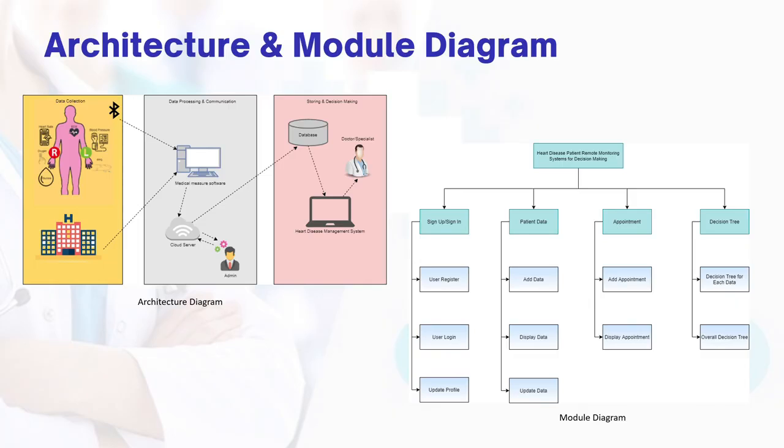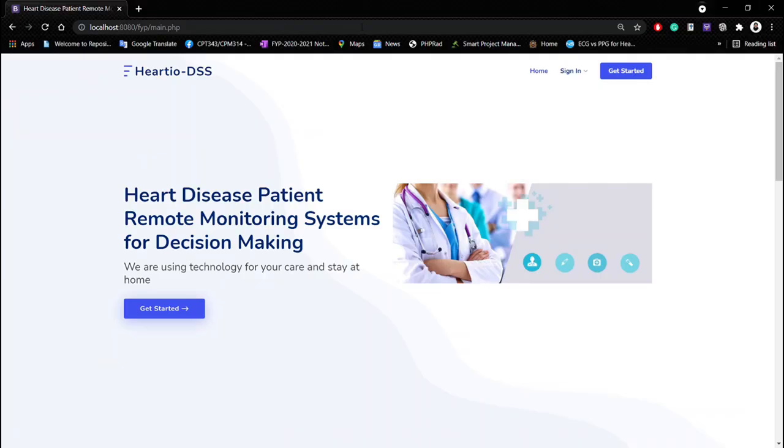As for the module diagram, in this project we have four submodules. The first submodule is sign up and sign in. The second submodule is patient data. The third submodule is appointment. The fourth submodule is decision tree. Now we will go through my system demo.